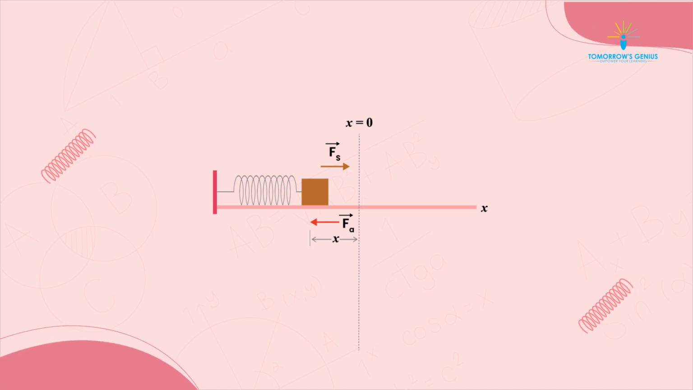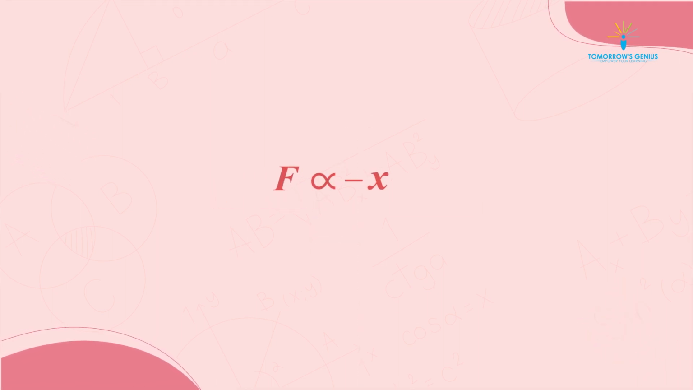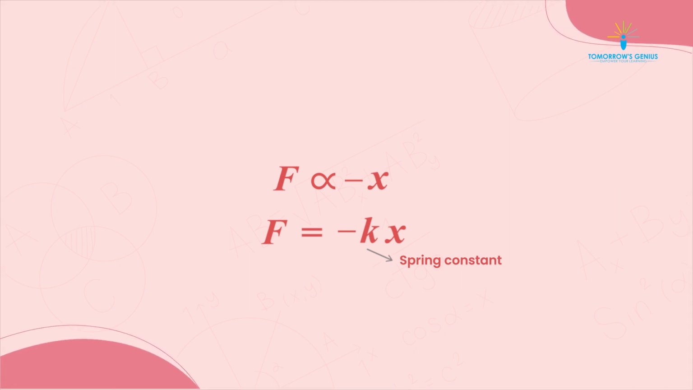In an ideal spring, the spring force is proportional to its displacement x from the equilibrium position. So, according to Hooke's law, F is directly proportional to minus x. So, F equal to minus kx, where k is the spring constant. The spring constant is the characteristic property of the spring. It depends upon the construction material and is measured in the units of Newton per meter.